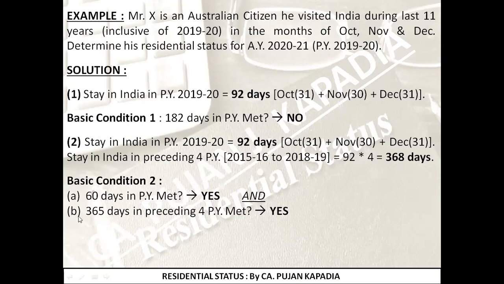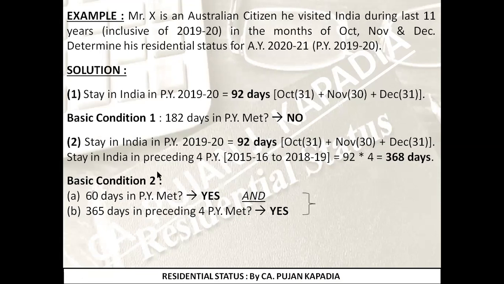And what is my B part? He should be in India for 365 days or more in the preceding 4 years. For how many days is he? He is for 368 days. So yes, my second part is also being fulfilled. So I can say, since both my A and B parts are being fulfilled, we can say our second condition is being fulfilled.